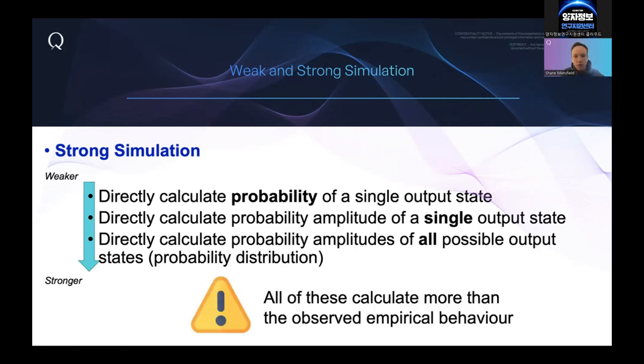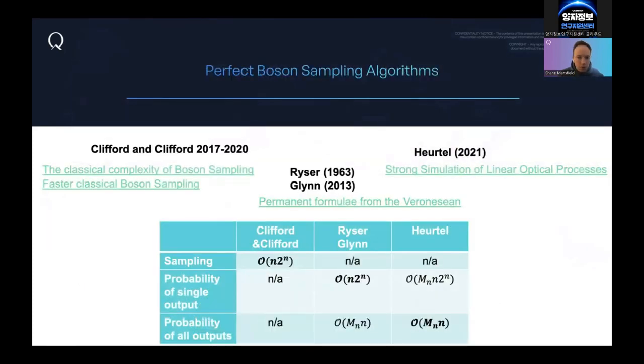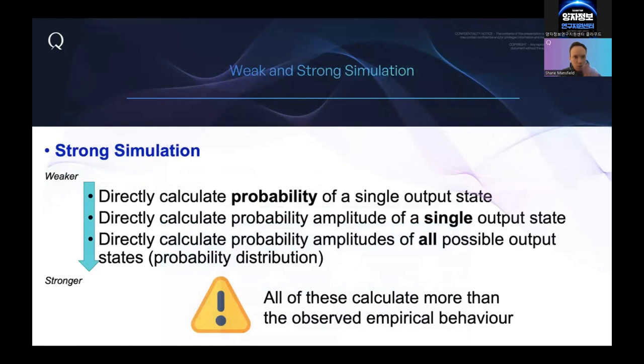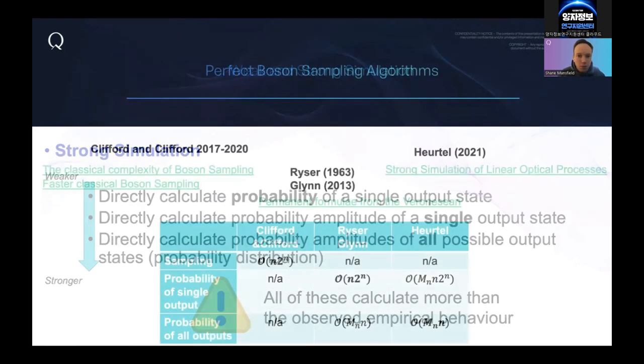All of these calculate more than just the observed empirical behavior, to bear in mind. The observed empirical behavior would be the probability distribution. So all of these are stronger than that when I'm talking about probability amplitudes. Or sorry, the second two. The first one is just the probability. Of course, that's what I see empirically.